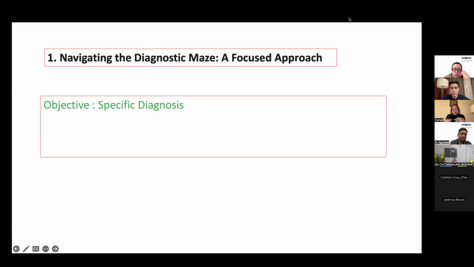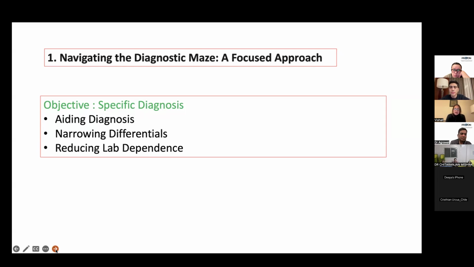So what are the objectives? The main objective in uveitis, we all understand, is to make a specific diagnosis and to make it as early as we can. We need all the aids which can help in making the diagnosis, narrowing the differentials, and reducing lab dependence. So this is what we expect from our imaging.